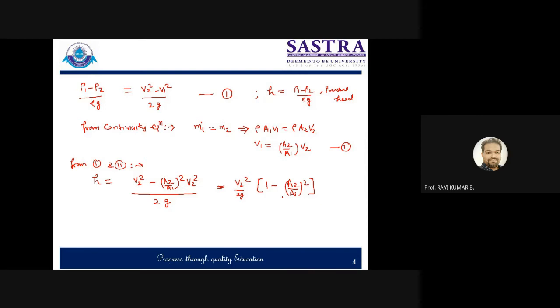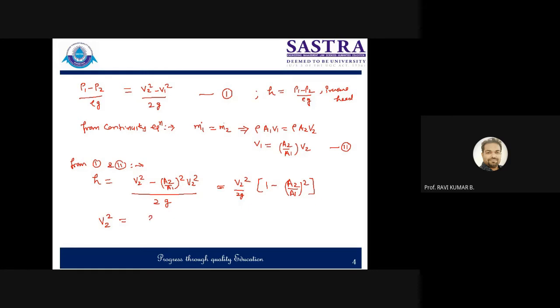So what is our main purpose here? We need to find out the velocity at exit. The moment I know the velocity at exit, I can find out the mass flow rate at exit because I know the area of exit, that is A2. So from this equation, I need to get the V2 value. The main purpose is to find out V2. Better you start with V2 square, so get everything to this side.